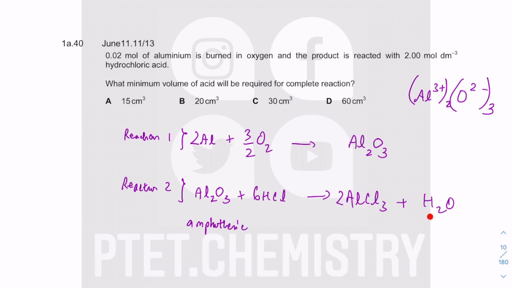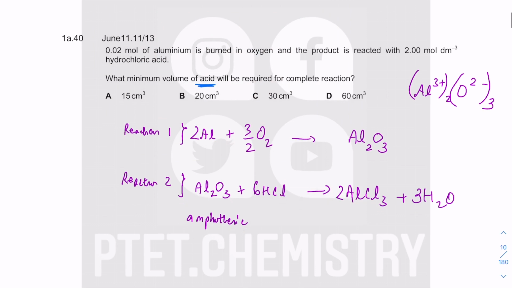6 hydrogen would mean 3 times 2 H2O. So 3 times 2 hydrogen, therefore you need 3 H2O. The oxygen, there's 3 of them, it balances out. Okay, so the question really is, what is the minimum volume of acid that will be required for complete reaction?